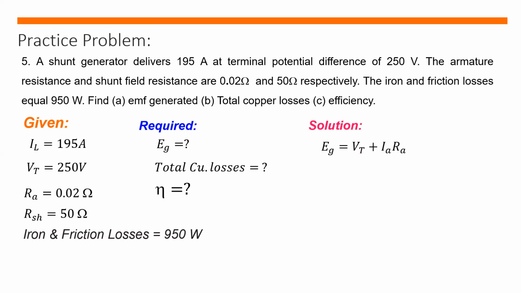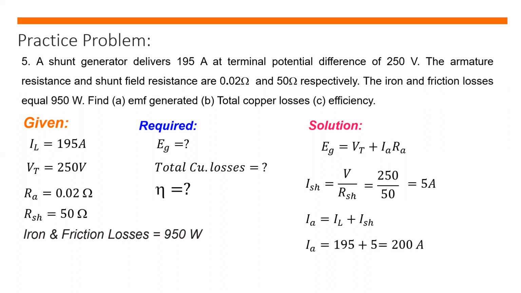So to solve for the generated EMF, that is equal to terminal voltage plus the armature current multiplied by the armature resistance. So let us solve for the shunt current first. That is terminal voltage divided by shunt resistance. That is 250 divided by 50. That is equal to 5 amperes. And to solve for the armature current, we simply get the sum of load current and the shunt current. That is equal to 200 amperes.